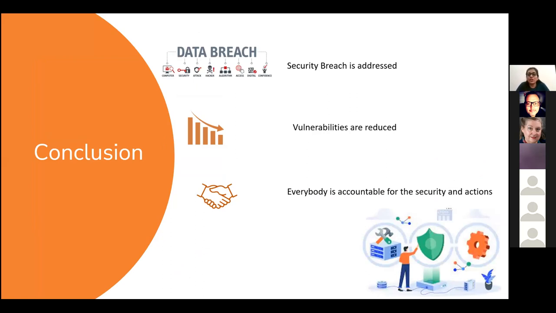As we have the conclusion here, and to conclude the whole talk that I did just now, the purpose of DevSecOps is to ensure that every security breach is addressed and the vulnerabilities are reduced to the minimum. So during the process, everybody is accountable for the security and the actions, be it from the developers to the operation department. Everyone is responsible and accountable for the security actions.